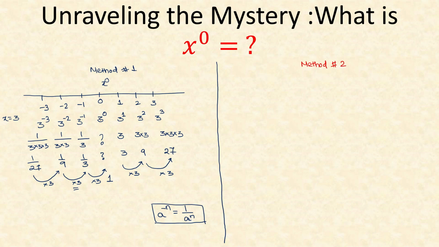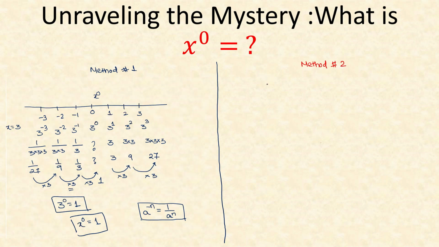So what is the value of 3 to the power 0? Then 3 to the power 0 is equal to 1. Similarly, you can replace this 3 with any number, and if you follow the number line formula, you can get that number to the power 0 is equal to 1. It means any number to the power 0 is equal to 1. I hope you understood this method.